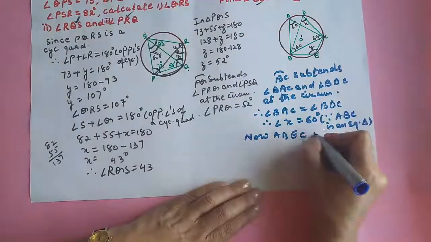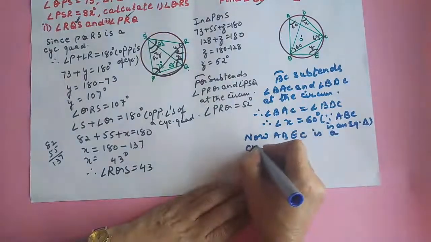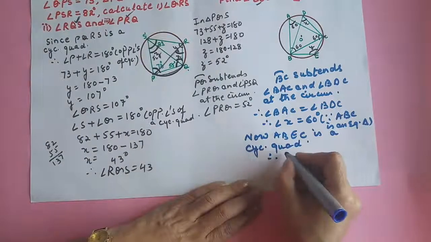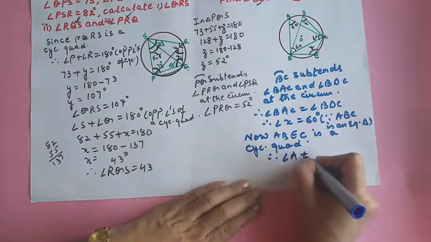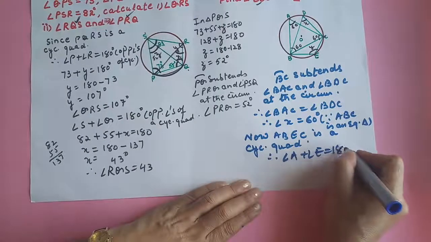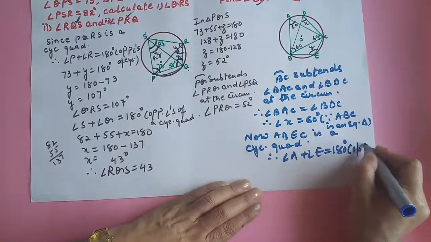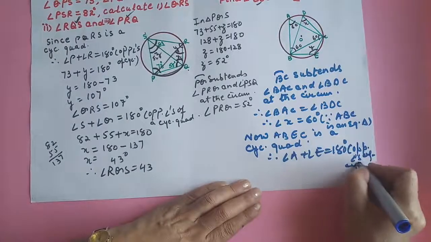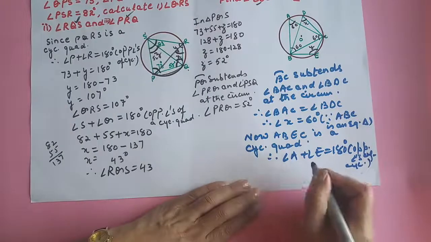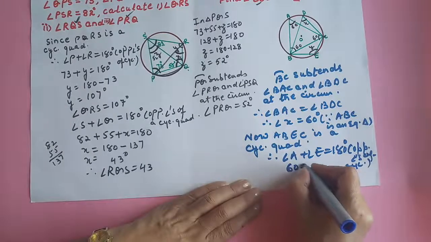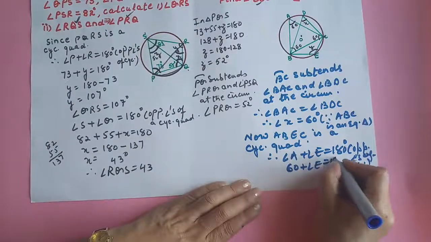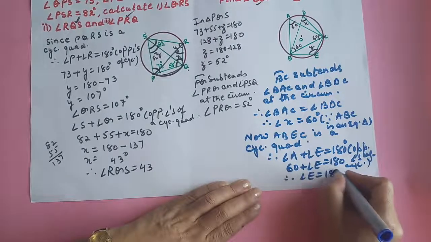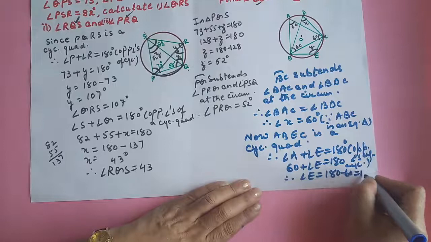Right? Now, ABEC is a cyclic quadrilateral. Therefore, angle A plus angle E equal to 180. Reason: opposite angles of a cyclic quadrilateral. But your angle A is 60, plus angle E equal to 180. Therefore, your angle E is equal to 180 minus 60, which is 120.